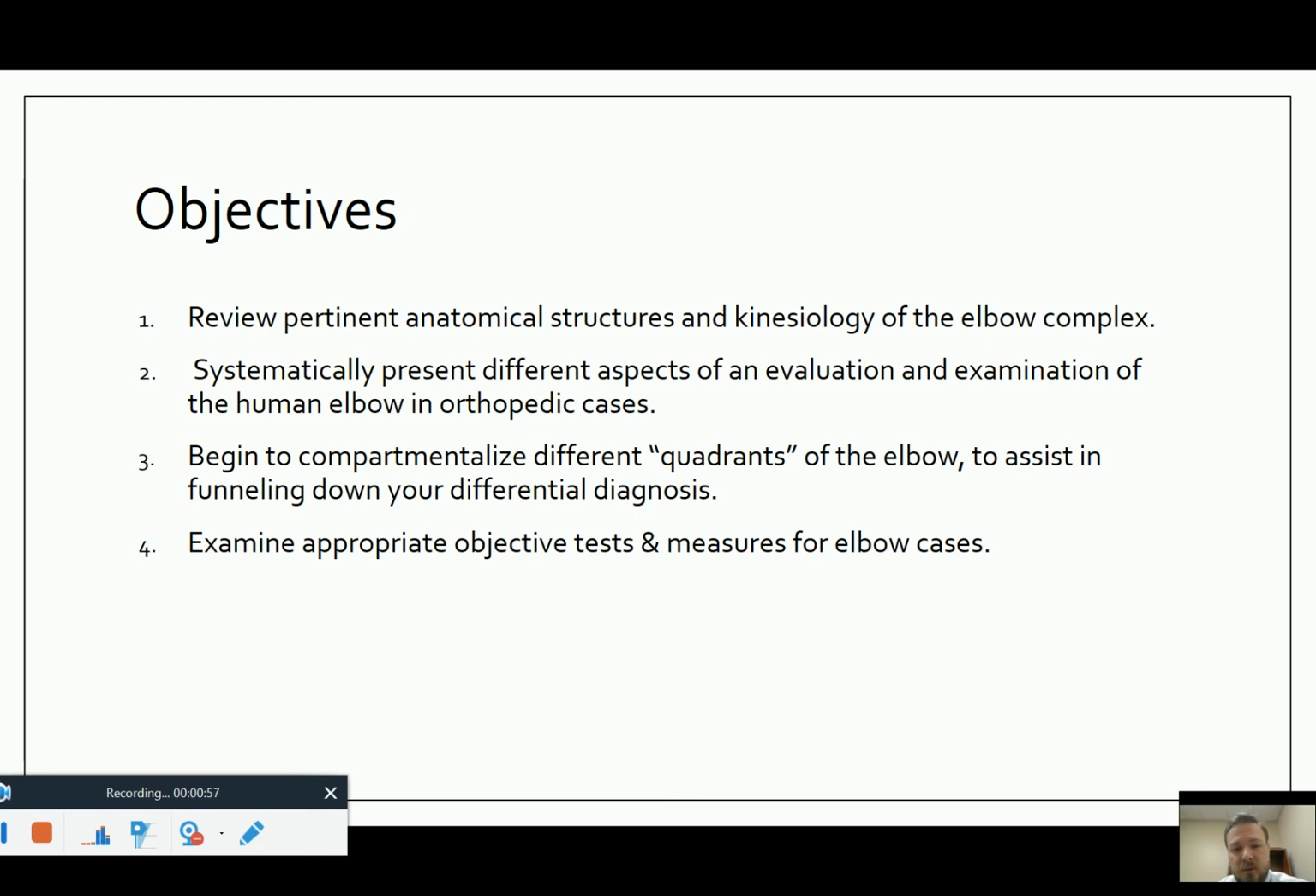So we'll get into especially the quadrants of the elbow. We like thinking of it as anterior, posterior, medial, lateral. That really helps us differentially diagnose conditions. Pain is usually associated with each of those compartments, pointing to certain things. So we will get into that.